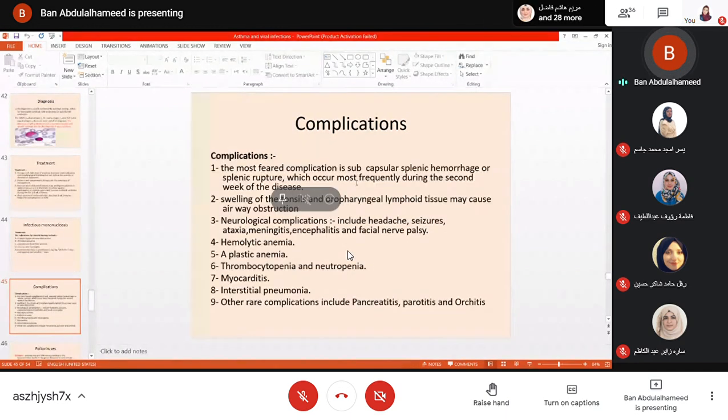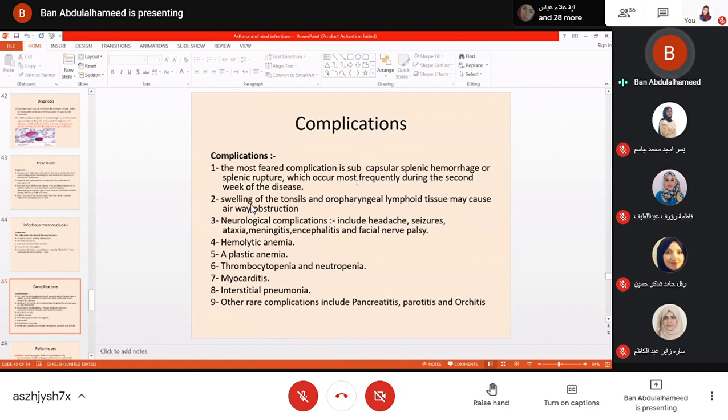بالنسبة إلى complications, there is a lot of complications. قلنا إحنا the most feared complication اللي نخاف منها بالinfectious mononucleosis, the development of subcapsular splenic hemorrhage or splenic rupture, which occurs most frequently during the second week of disease. ولهذا we advise the family, the patient, not to participate in heavy sports during this period of time.